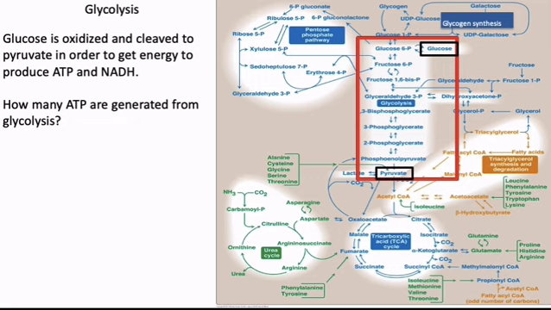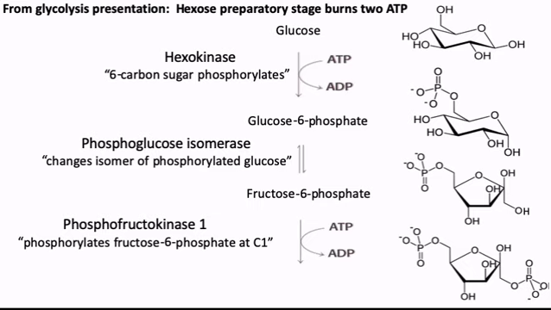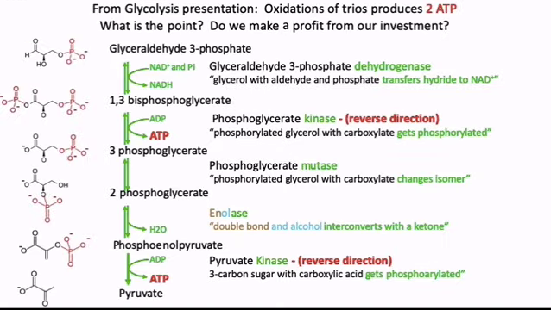Right now I want to look at the numbers. So we know that the hexose phase is the investment stage. You're putting money in. How much ATP does the hexose stage cost? Well, 1, 2. You burn 2 ATP. You're in the hole. You've borrowed money to start your business. So now let's see if we can recoup our investment and if we can make a profit. And that'll occur in the trio stage.